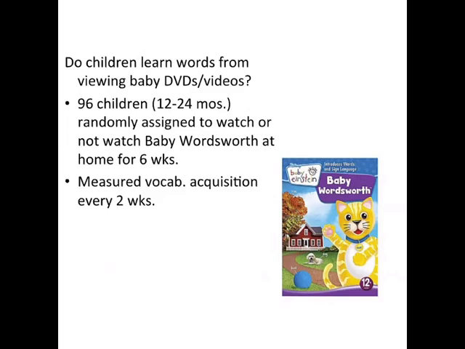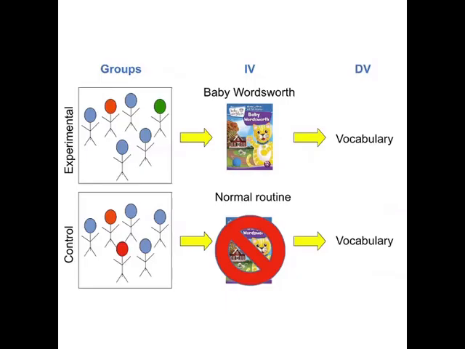So in the Baby Wordsworth video, the video teaches 30 words for common objects and rooms in a home, and a picture of the object or room appears on one side of the screen, and a woman signing the word appears on the other side, while the word itself appears at the bottom of the screen. So according to the design of our study, we have two groups. We have the experimental group and the control group, and the children were randomly assigned to either group. One watched the Baby Wordsworth and one did not. And their vocabulary was measured every 2 weeks over the course of 6 weeks.